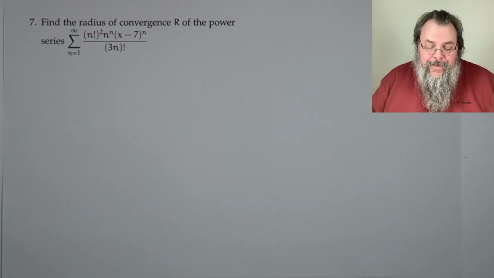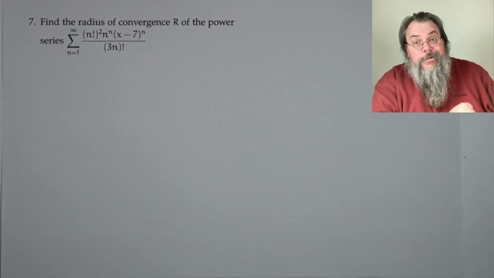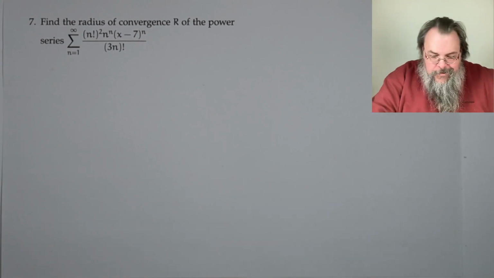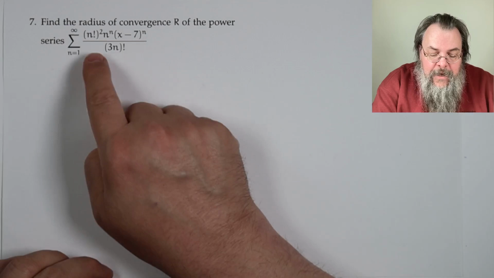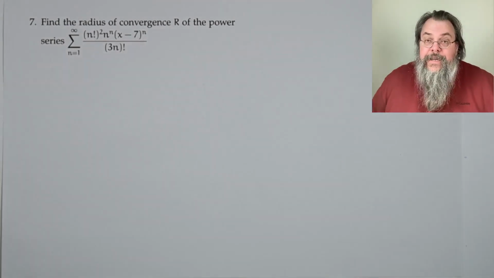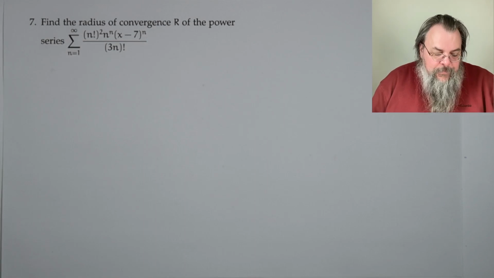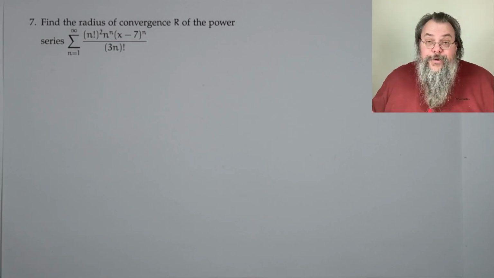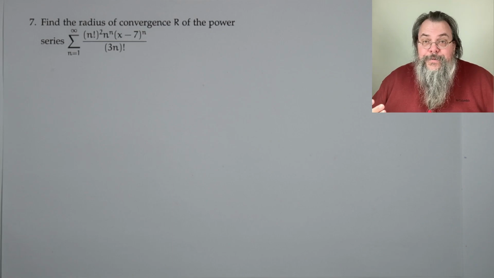Find the radius of convergence, r. Oh, I feel like a pirate. R. Gotta find r. Of the power series, sum from 1 to infinity, (n factorial) squared, n to the n, (x minus 7) to the n, over (3n) factorial. Okay. Cool. Well, what do we do?